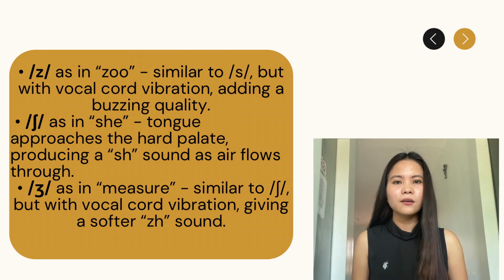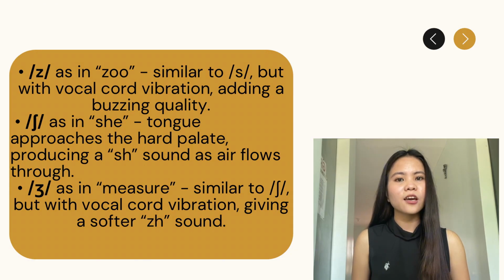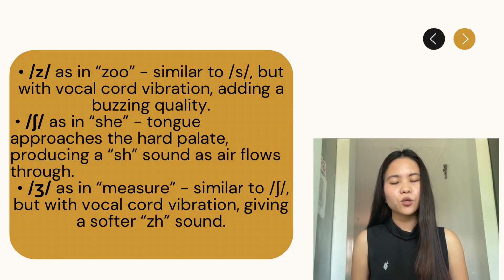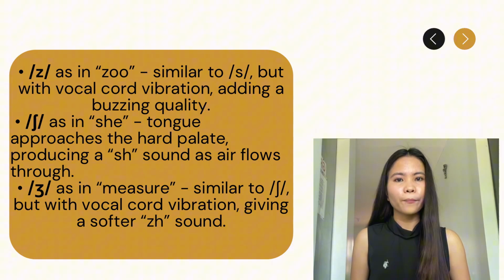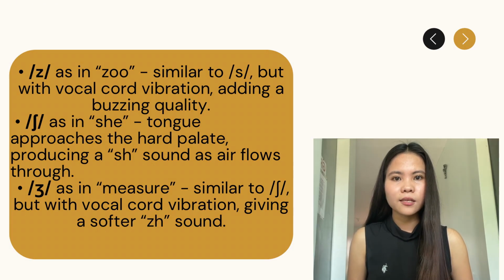Z, as in zoo, similar to s, but with vocal cord vibration, adding a buzz to the fricative sound. Sh, as in she, the tongue approaches the hard palate, creating a sh sound as air squeezes through. Zh, as in measure, similar to sh, but with vocal cord vibration, giving a softer, buzzing sound.